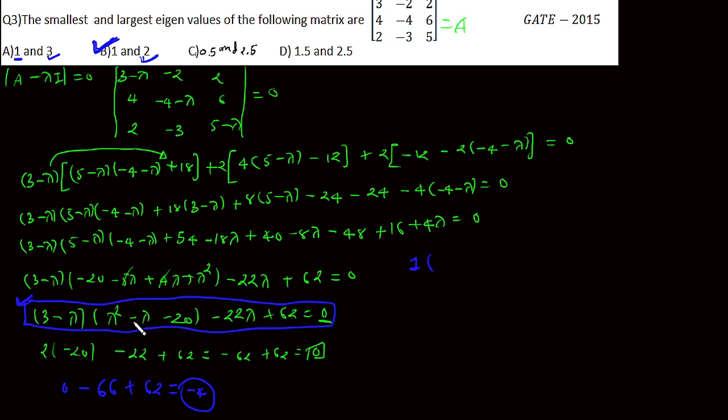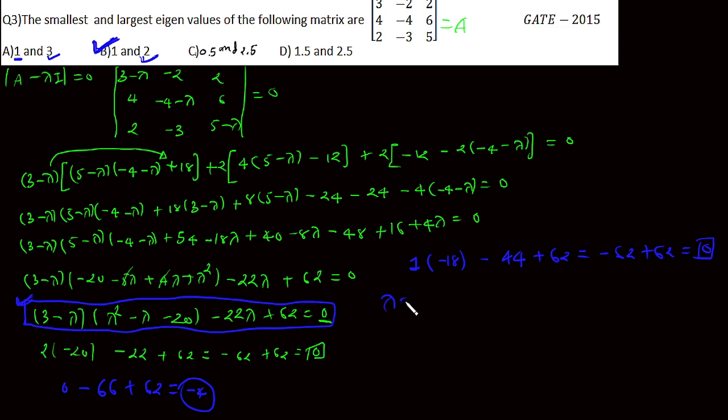Here 4 minus 2 we get 2, and we have minus 20 here. So we are simply getting minus 18. Here we are getting minus 44 plus 62 equal to, let's do the summation of both. So we are getting simply just minus 62 here, plus 62 is already there, so we are getting 0. So you can see the lambda equal to 2 is satisfying this equation.